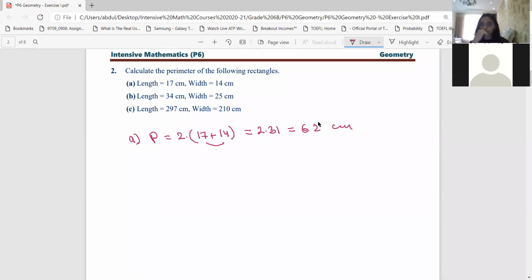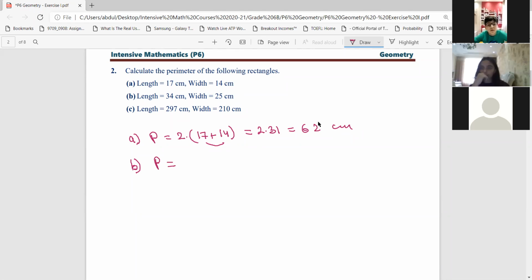All right. And how about question B? Guys, I'm just doing this for warm up. Now I'm going to ask a little bit more difficult question for you. So how about question B? Length is 34, width is 25, equals 2 times (34 plus 25), which is 59. 2 times 50 is 100. 2 times 9 is 18. So that is 118 centimeters.